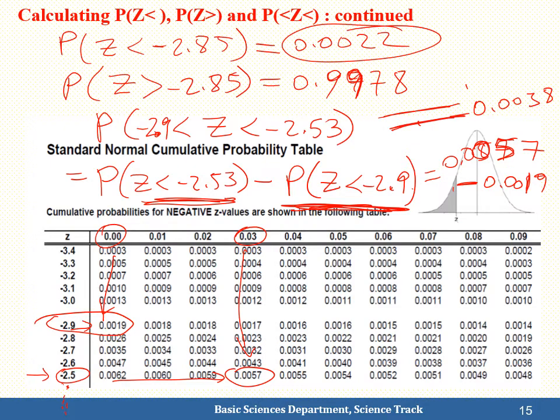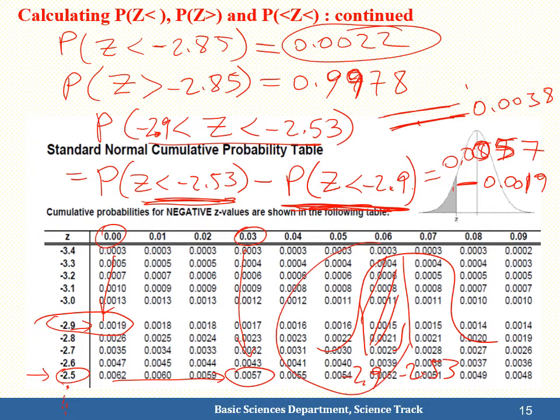The idea here is the same as before. If someone asks you about a double-sided interval, you want to find this area. So you find this part and then remove this part. You subtract and you will get this part.